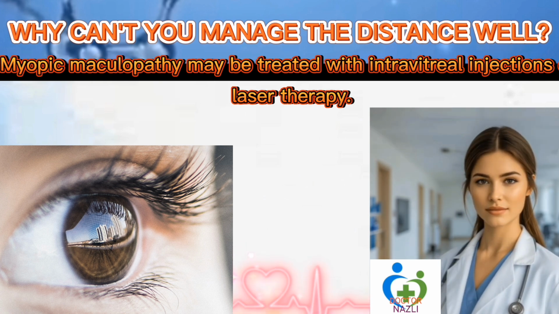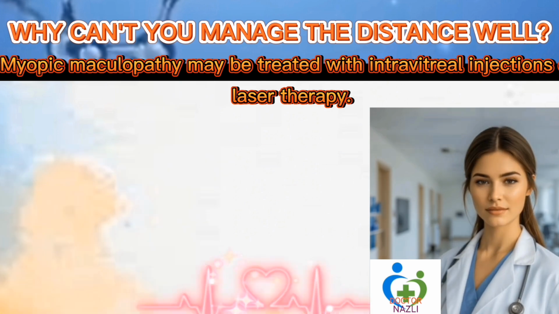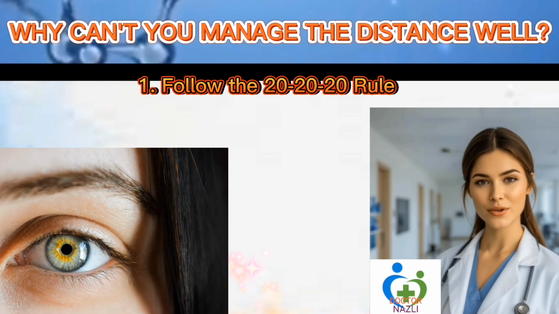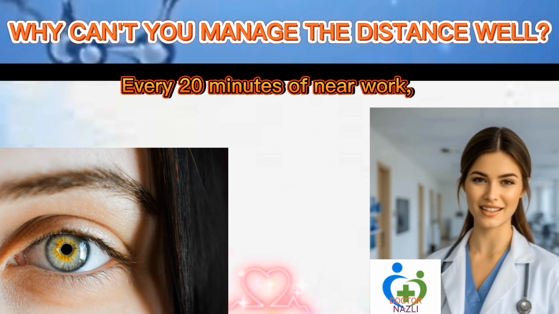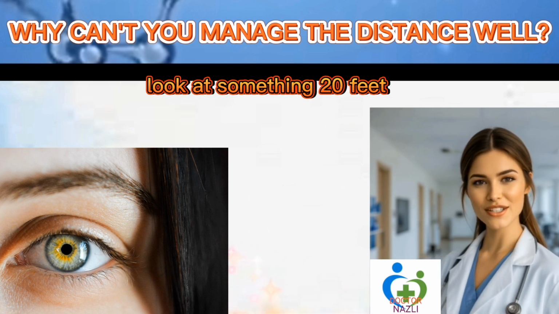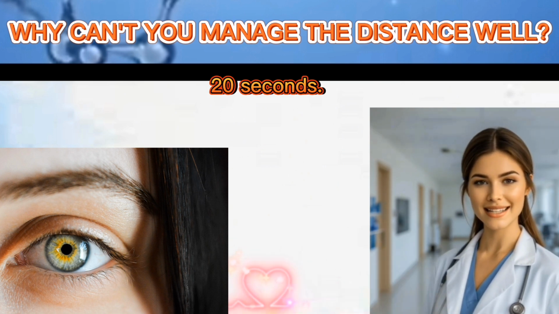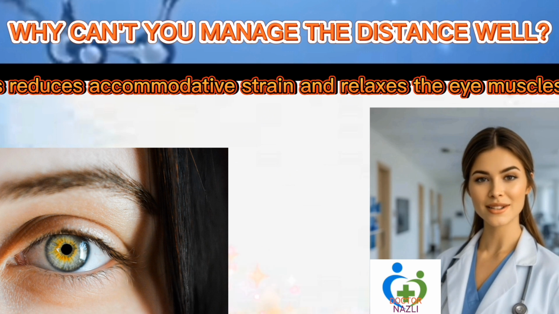Myopic maculopathy may be treated with intravitreal injections or laser therapy. Prevention of myopia. 1. Follow the 20-20-20 rule. Every 20 minutes of near work, look at something 20 feet, 6 meters away for at least 20 seconds. This reduces accommodative strain and relaxes the eye muscles.